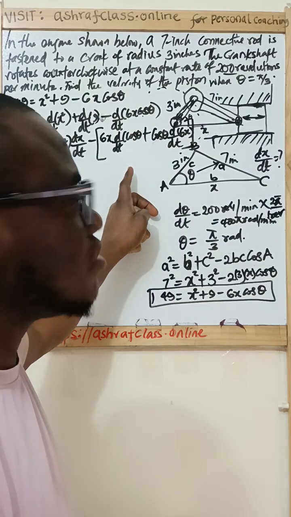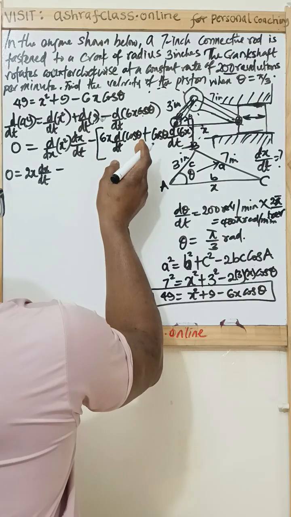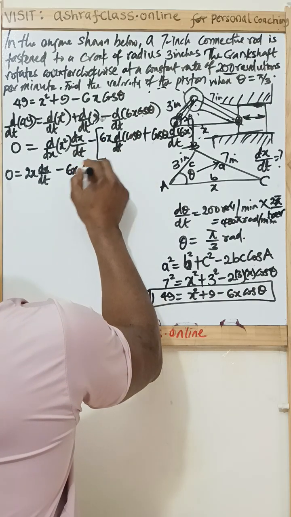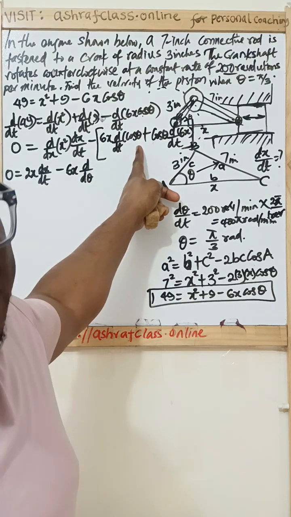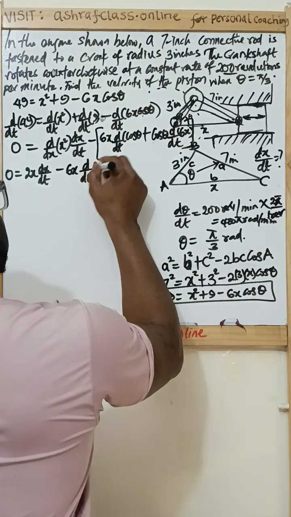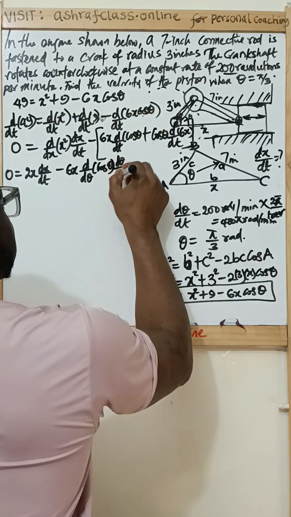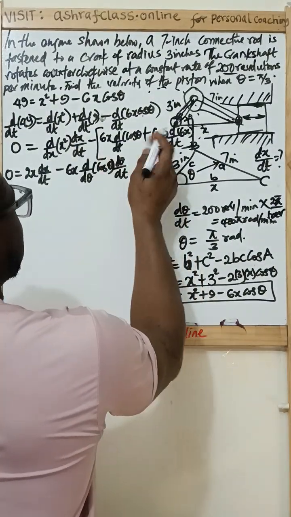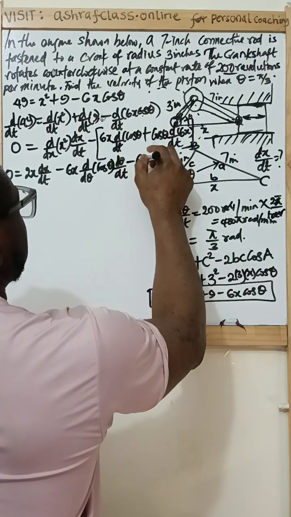Okay? While this one, we are going to apply the chain rule to this one. Minus times plus, that will be minus 6x d theta, because this is with respect to theta, d theta of cos theta, d theta dt. Then we now open this bracket to this one again. Minus times plus minus, and cos theta.